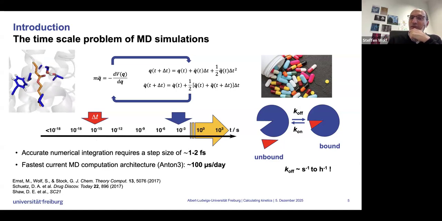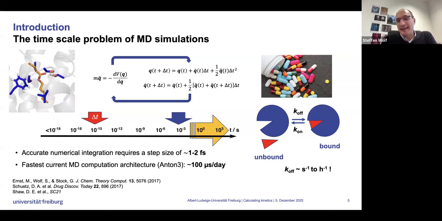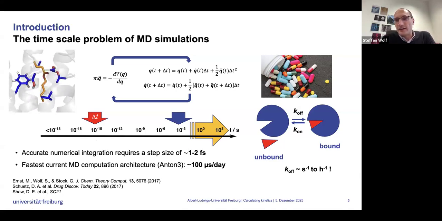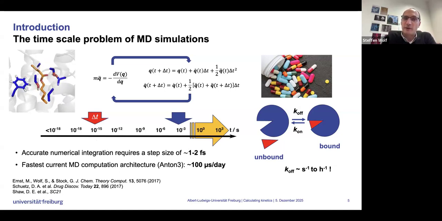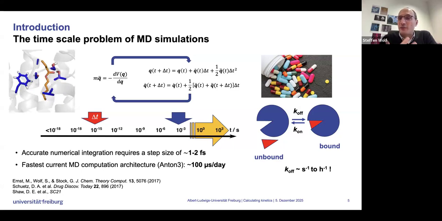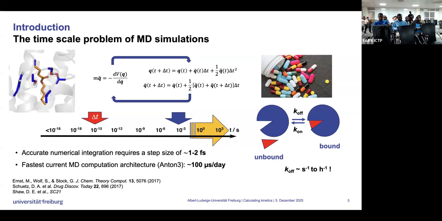So if we would want to simulate a simple second, we would need to perform already 10 to the power of 15 iterations. And this is hardly doable on current computational hardware. The fastest currently available computer, Anton 3 in New York at the D.E. Shaw Research Labs, can perform 100 microseconds per day. This is a vast improvement over everything that we can do with other architecture. But even with this architecture, we would require 33 years for calculating only one single second. So it is very unfeasible to perform these kinds of simulations for investigating drug unbinding.